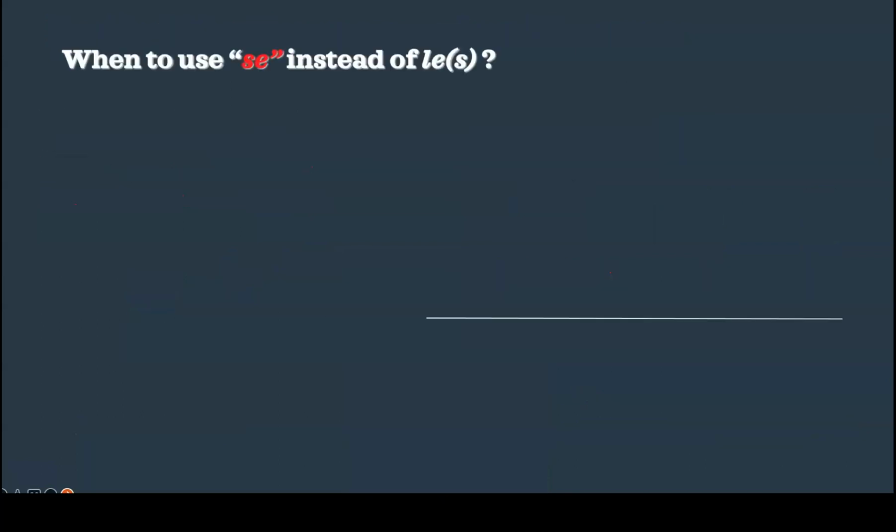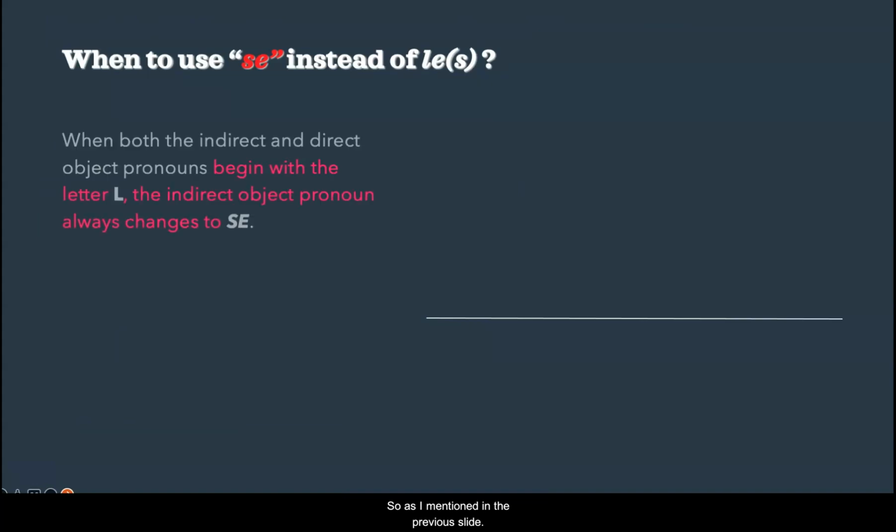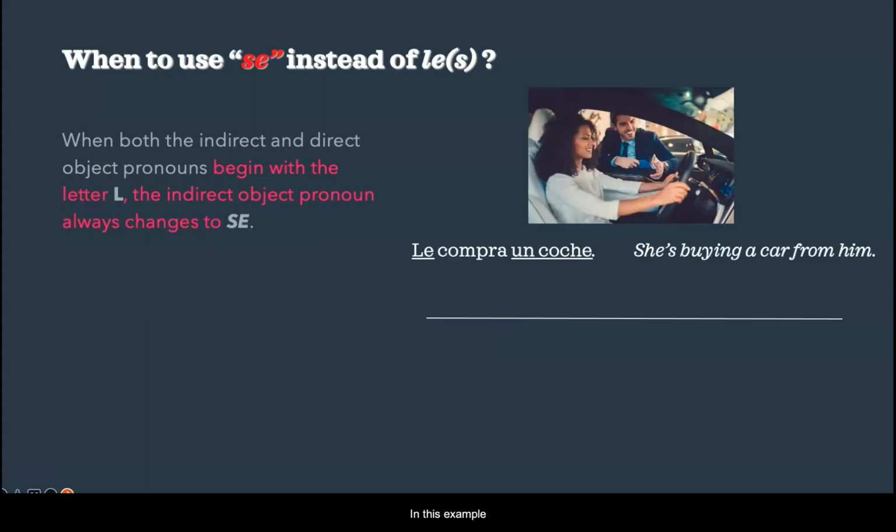When to use se? As I mentioned in the previous slide, when both the indirect and direct object pronouns begin with the letter L, the indirect object pronoun always changes to se. In this example, le compra un coche, she's buying a car from him. Se lo compra: if I were to replace le in front of lo, it will become se, to become se lo compra, she's buying it from him.